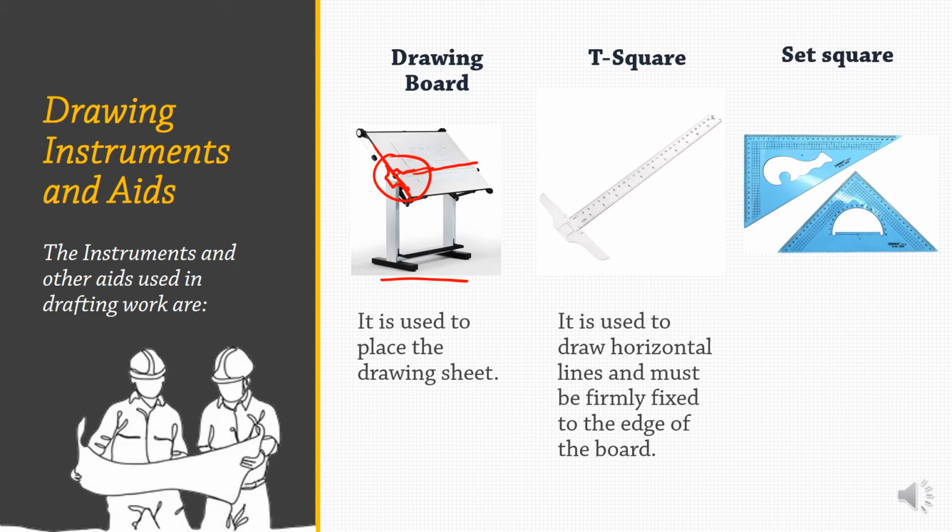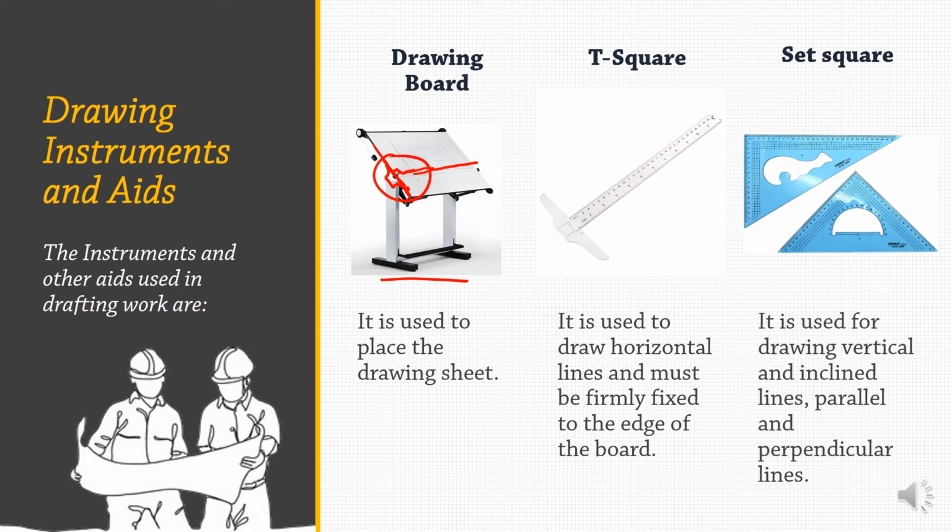Now next is set squares. So set squares is used for drawing vertical, inclined, parallel, and perpendicular lines. Now set squares, merong dalawang type. So this is 30-60 degrees. So ito yung tinatawag na 30-60.